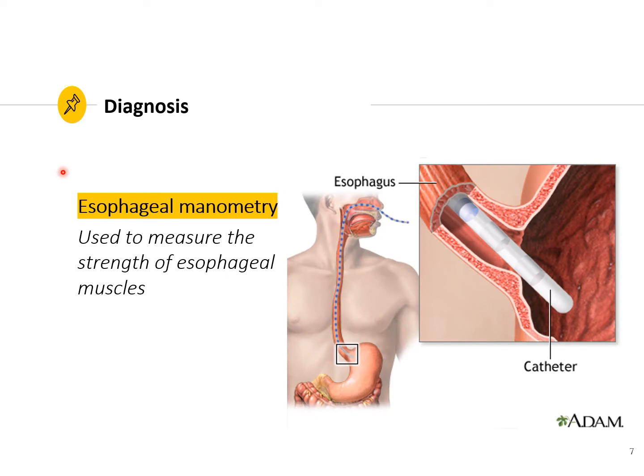Another way to diagnose is esophageal manometry, which involves a flexible tube again, but this time it doesn't have a camera on the other end, and it is also threaded into the esophagus to measure the strength of the esophageal muscles, especially the lower esophageal sphincter, or LES.